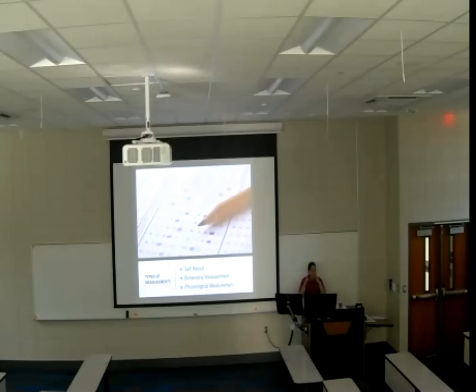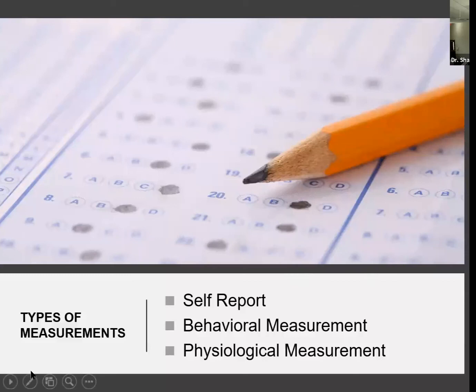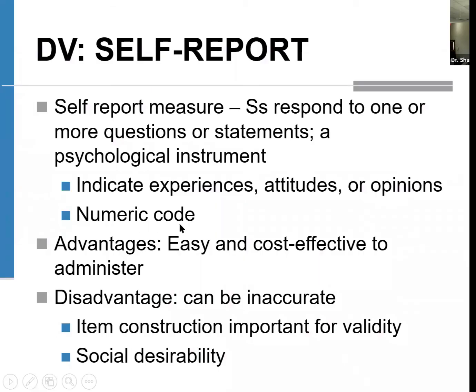Now there are three ways that we're going to talk about that we can actually record and understand this data. How are we going to measure it? The first method that we can utilize to measure a dependent variable is the self-report measurement.